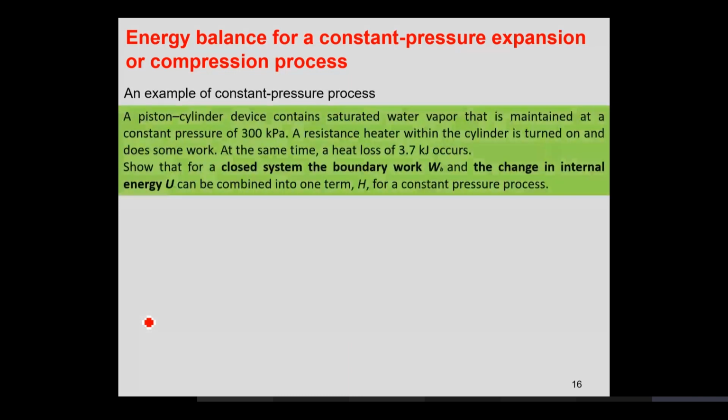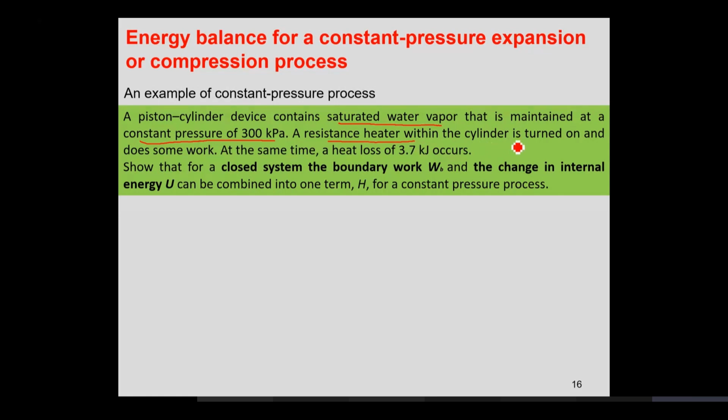We had looked into the constant pressure expansion or compression process with regards to the boundary work. There's a numerical associated with this problem. This is the statement of the numerical, which says the piston cylinder device contains saturated water vapor that is maintained at a constant pressure of 300 kilopascal. And then it says that a resistance heater within the cylinder is turned on.